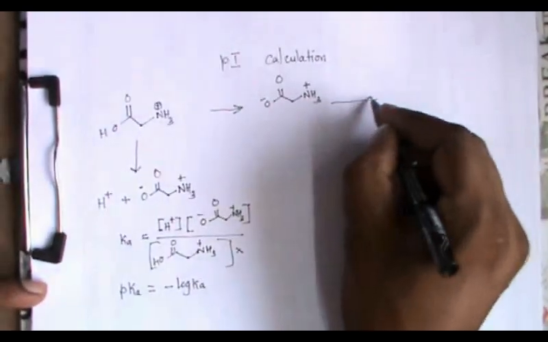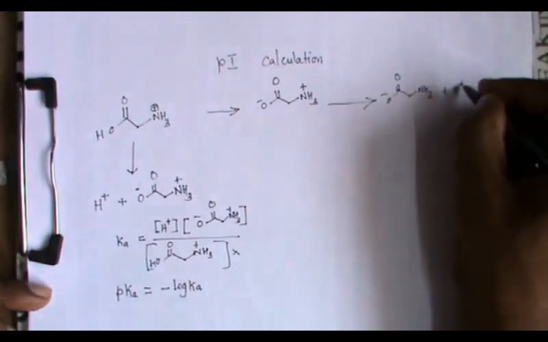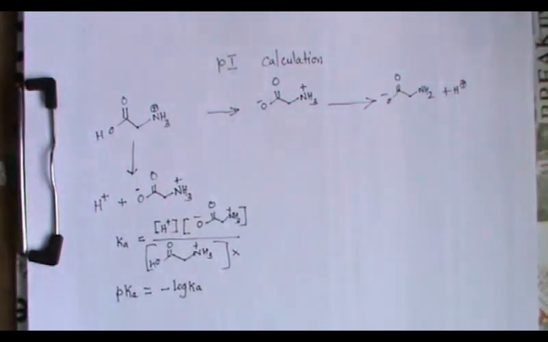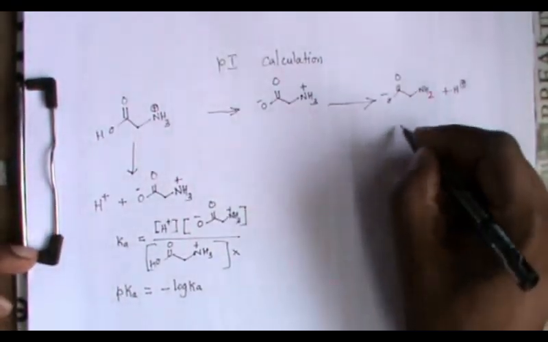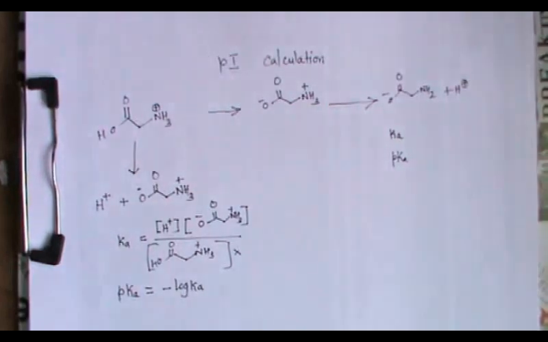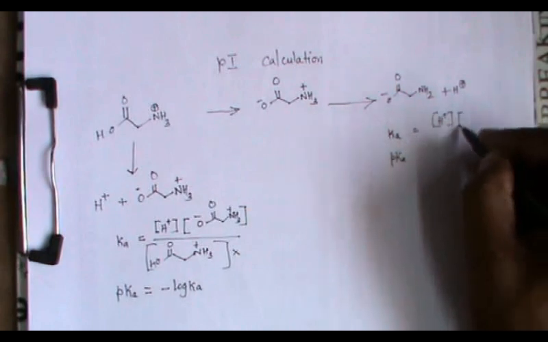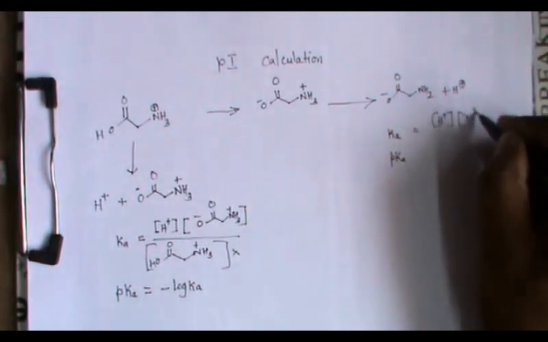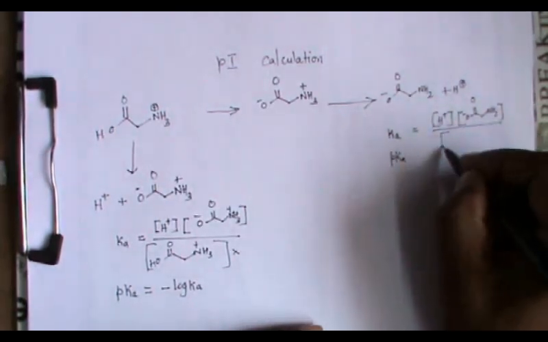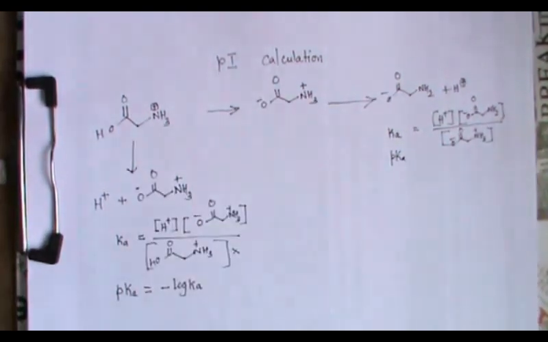Further, this NH3+ will undergo dissociation to give H+ and COO− CH2 NH2. It is also possible to find out Ka and pKa for this dissociation. Ka is given as the concentration of H+ and the concentration of this carboxylate anion divided by the concentration of the zwitterion. Yes, based on that we can find out Ka.